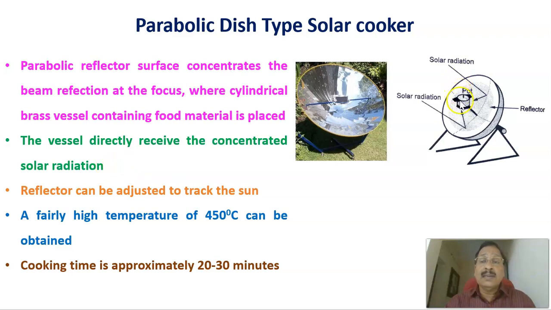The vessel that is kept here receives the solar radiation directly, and the reflector can be adjusted to track the sun. There is a tracking mechanism, so that as the sun's position changes, it can track to any position. A fairly high temperature of 450 degrees centigrade can be obtained by this parabolic dish type solar cooker. The cooking time is approximately 20 to 30 minutes. So this is the second type. The first one is the box type solar cooker, and the next one is the parabolic dish type solar cooker.